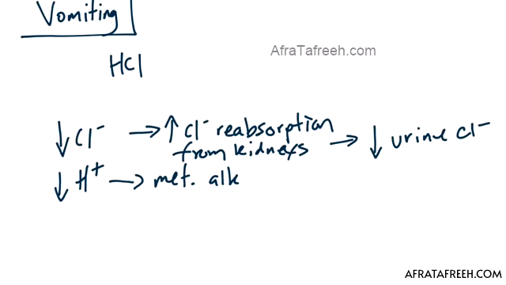Because the patient is vomiting, he or she will lose water and become hypovolemic. So this patient would have a saline-responsive metabolic alkalosis. Okay, finally, we're going to discuss hyperaldosteronism. Hyperaldosteronism can cause a high urine chloride and therefore a saline-unresponsive metabolic alkalosis.